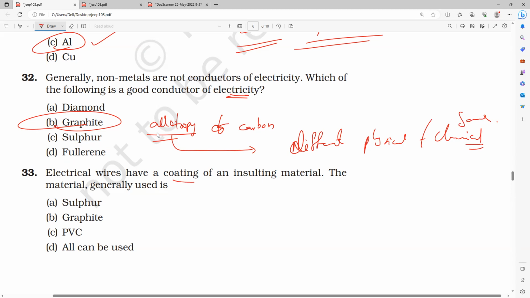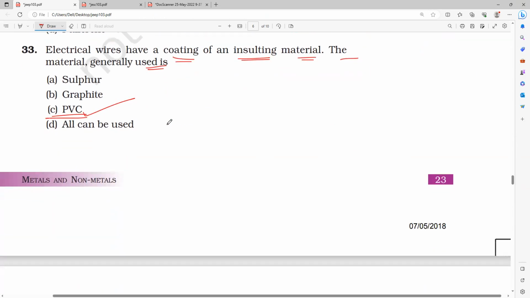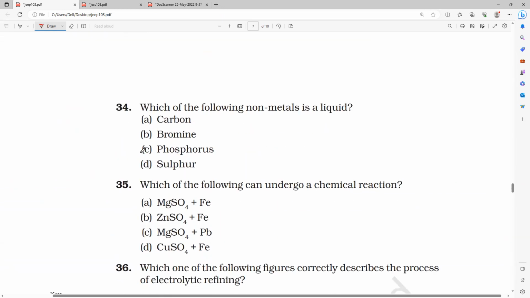Electrical wires have a coating of an insulating material. The material generally used, what is that? Option C, PVC. So polyvinyl chloride, because it's a plastic insulator. That's the reason. Next. Which of the following non-metals is a liquid? What is that? Bromine.